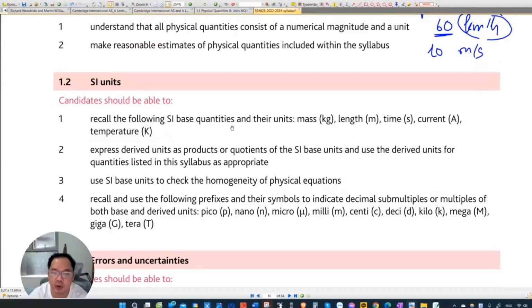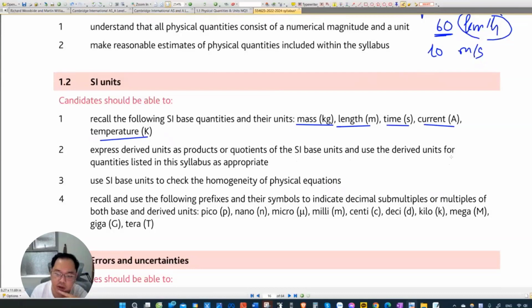Try to remember 5 among the 7 base units, 5 over 7, because remembering all 7 base units is not very easy. But 5 among them are mass, length, time, current, and temperature. Express the derived unit as the product or quotient of SI base units and use the derived units for quantities listed in the syllabus and appropriate.